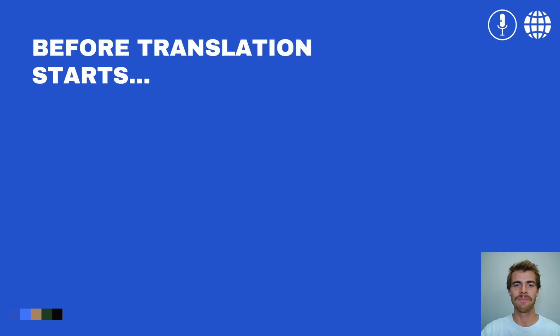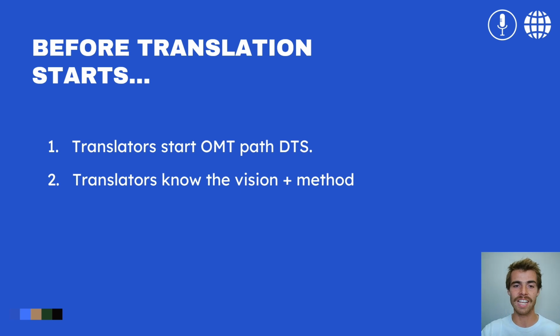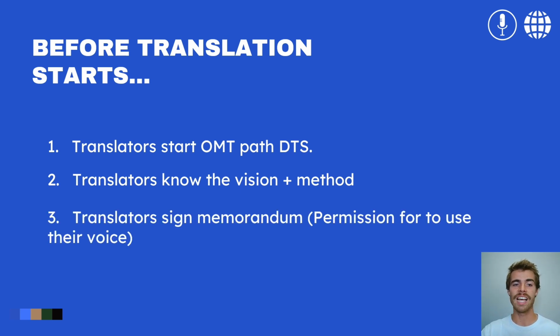Here we go. Now before translation starts, you want to do 3 things. The first being the translators start an OMT path DTS. The translators have a clear understanding of the vision and method of OMT, as well as they will need to sign a memorandum which will give you permission to be able to use their voices in all future recordings.